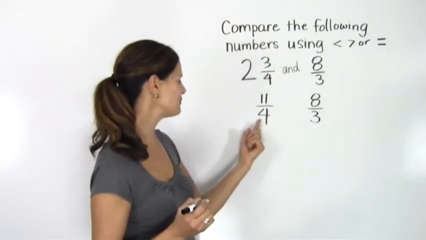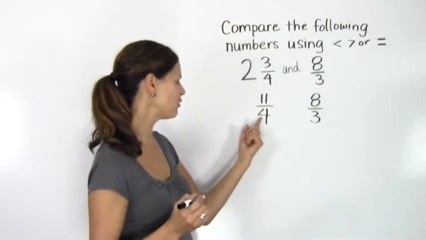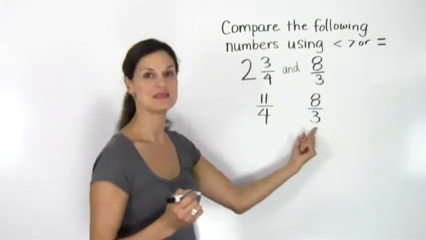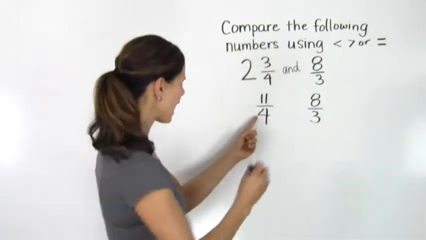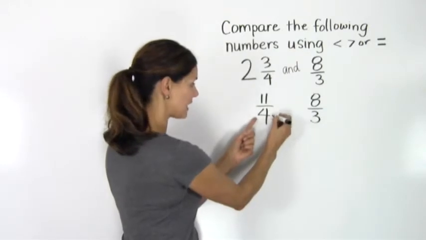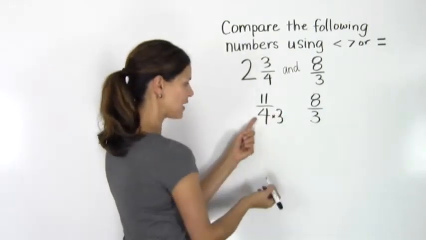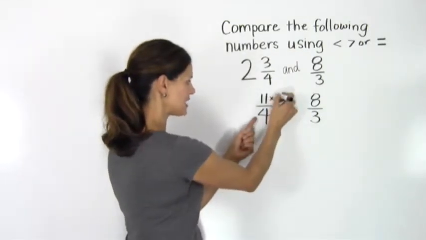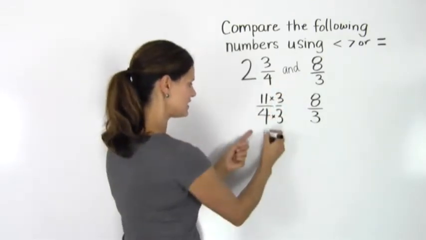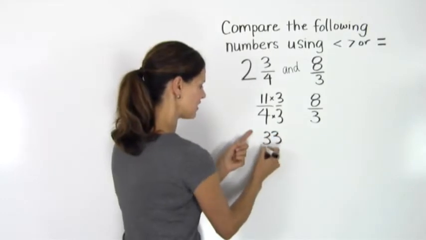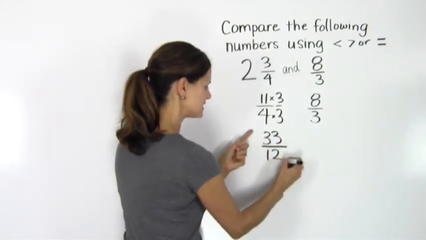So I can see pretty quickly here that I've got a 4 and a 3, and my least common multiple is going to be 12. So I say to myself, what do I multiply the 4 by to get 12? I multiply it by 3, so I do the same thing to the numerator. So now this fraction has been converted to 33/12.